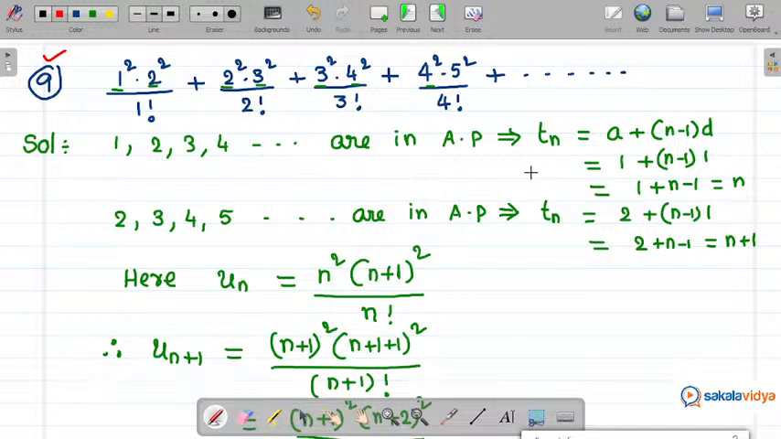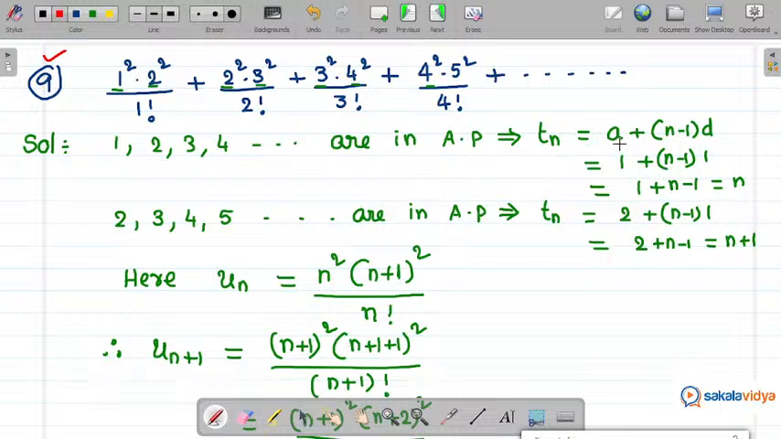The difference between 1 and 2 is 1, so we get n plus 1 whole square. The numerator is the product of n square into n plus 1 whole square. The denominator is 1 factorial, 2 factorial, 3 factorial, 4 factorial. By observation, we can write its nth term is n factorial. Am I right? Moreover, here 1, 2, 3, 4 are in AP.